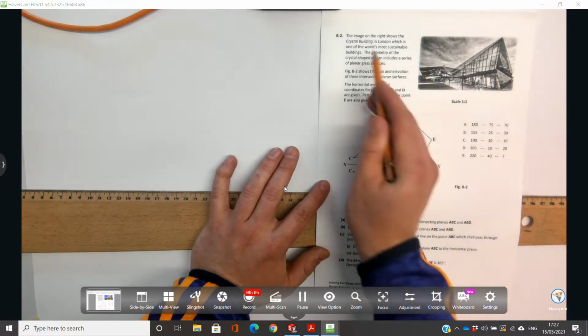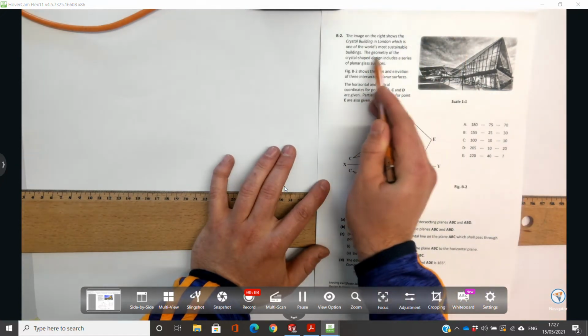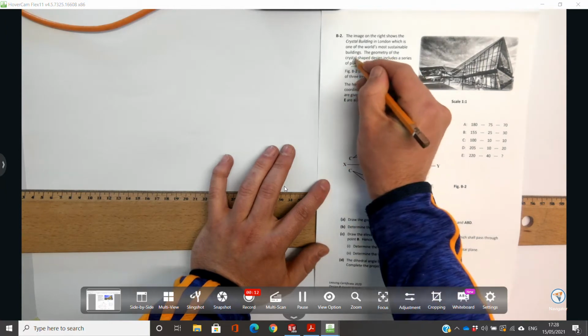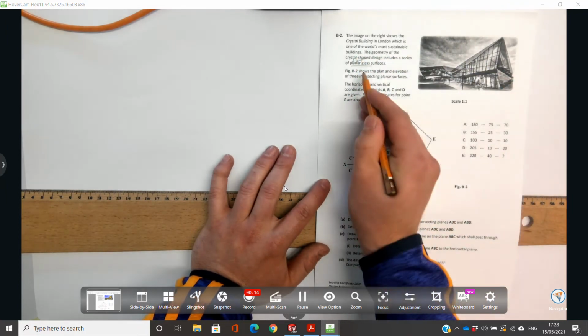Okay, so welcome to this video on 2020 question B2. The image on the right shows the crystal building. The geometry of the crystal shape includes planar glass surfaces, so flat, intersecting surfaces.